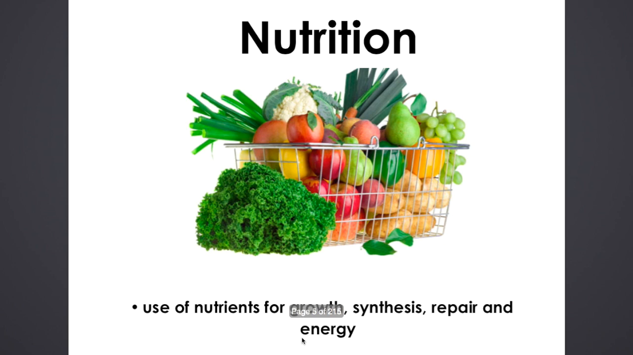The first one is nutrition. Nutrition is the use of nutrients for growth, synthesis, repair, and energy. These are nutrients, the vitamins and minerals that are found in healthy food. We use this healthy food to help us grow, to help our cells build things, to repair our cells, and to get energy.